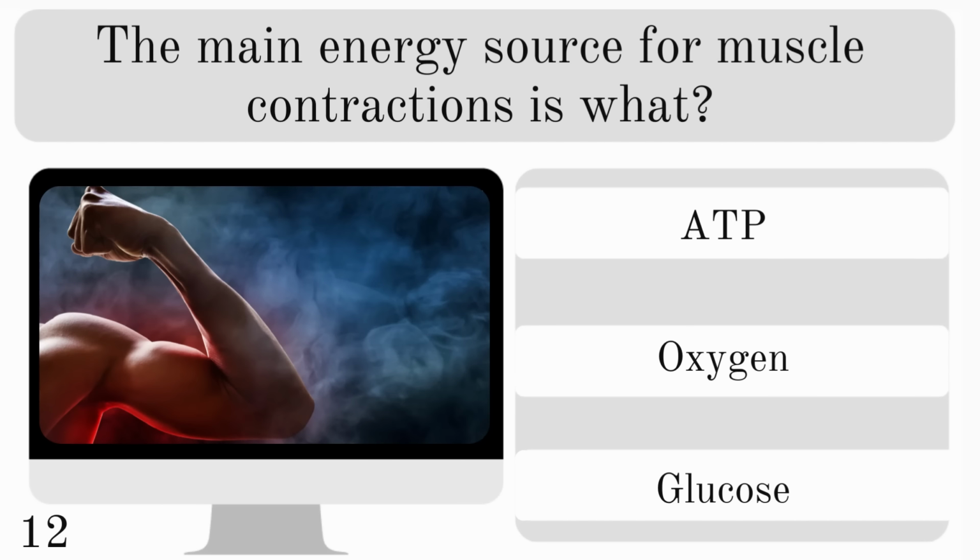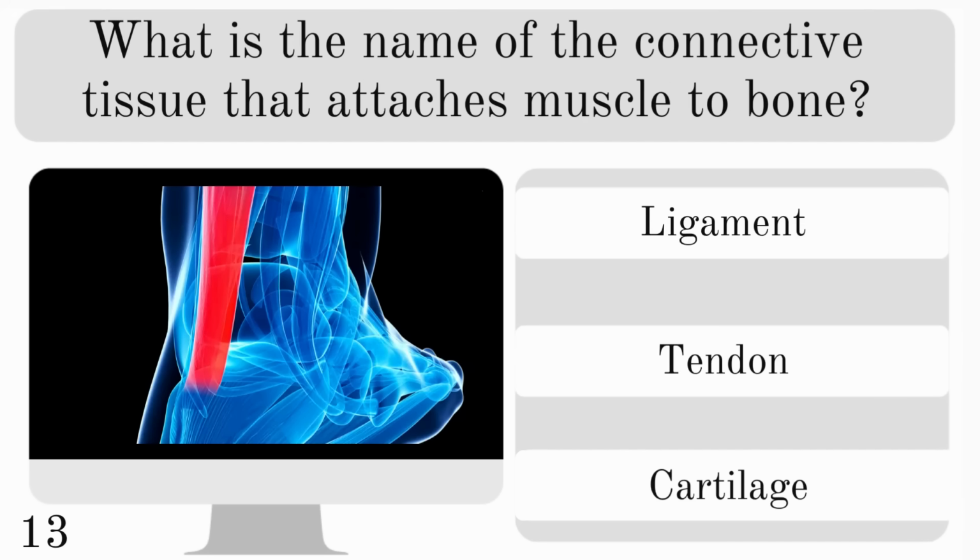The main energy source for muscle contractions is what? ATP, oxygen, or glucose? And the answer, ATP. What is the name of the connective tissue that attaches muscle to bone? Ligament, tendon, or cartilage? And it is tendon.